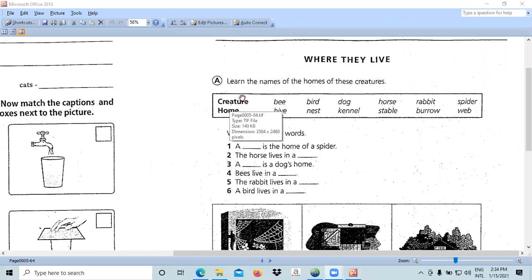Right. Here we have the creature. Then we have the home. So bee, bird, dog, horse, rabbit, spider. Bee is the honeybee. Bird, dog, horse, rabbit, spider.